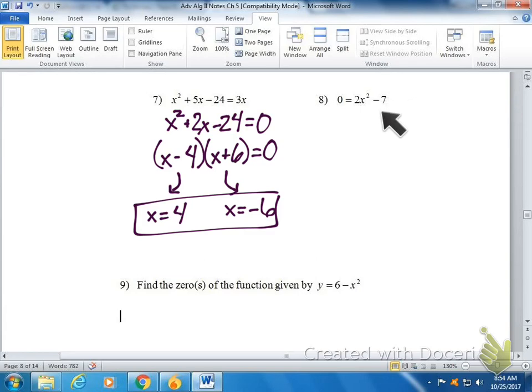In problem 8, if I added 7, my bad, let's recap. I'm only having an x squared in this problem, so I can do the square root method. Add 7, divide by 2, and now let's take the square root on both sides, and when we do, we're going to include that plus or minus.